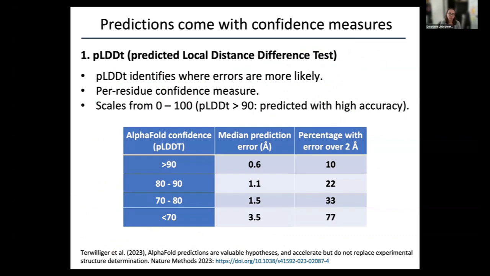Here is a handy chart that relates the pLDDT to prediction errors. This is based on a study by Tom Terwilliger. He looked at about 200 experimental SAD X-ray structures and compared the predictions with the redetermined, refined structures. If pLDDT is in the high region, larger than 90, the median prediction error is about 0.6 angstrom, and the percentage of residues with errors over 2 angstrom is about 10%.